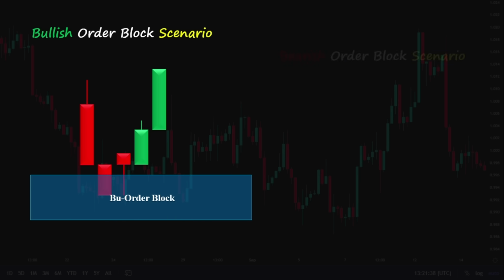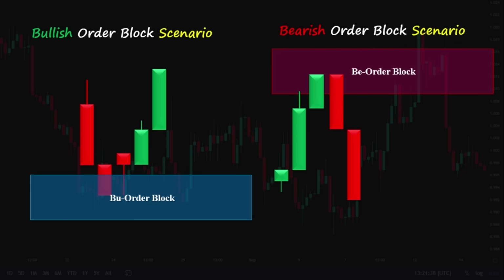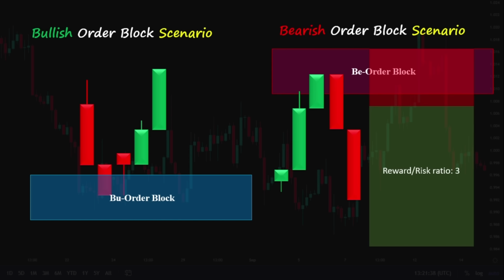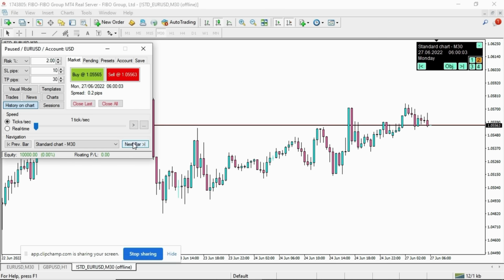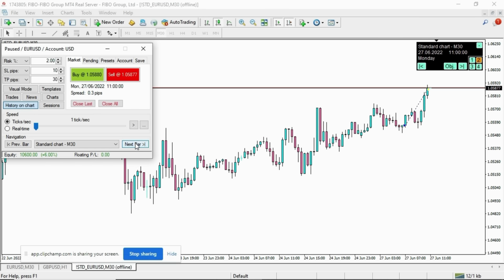For the bearish scenario, again I waited for price to touch the order block and get rejected from it, then I placed a short position risking 2% of my capital, where the bearish candle reached the close of the recent green candle, with a reward to risk ratio of 3, and I set the stop loss at the highest point of the order block. So guys, let's get into the backtesting procedure.